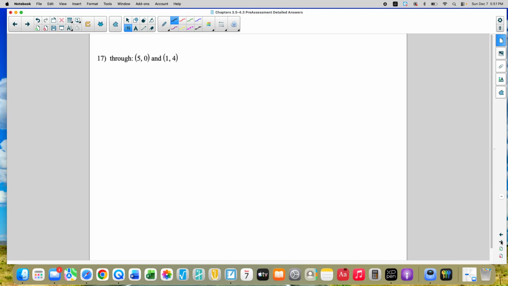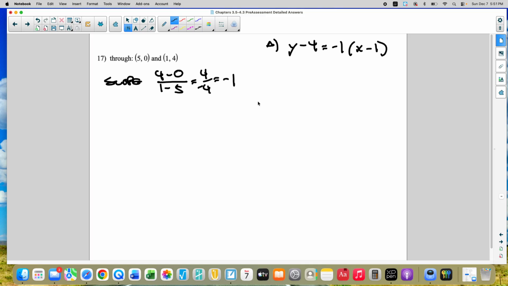Two points again. So let's find the slope. Slope is going to be 4 minus 0 over 1 minus 5, which is 4 over negative 4, or negative 1. Okay, so point slope, pick a point. We'll pick this point. Y minus 4 equals negative 1 times the quantity x minus 1. That's good.